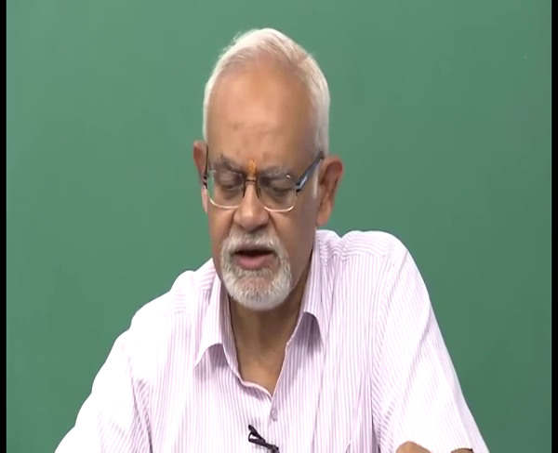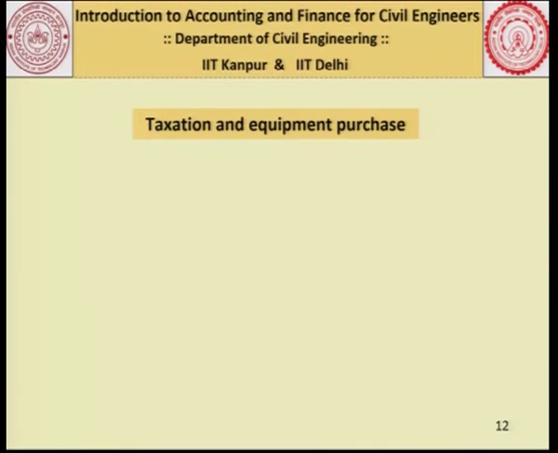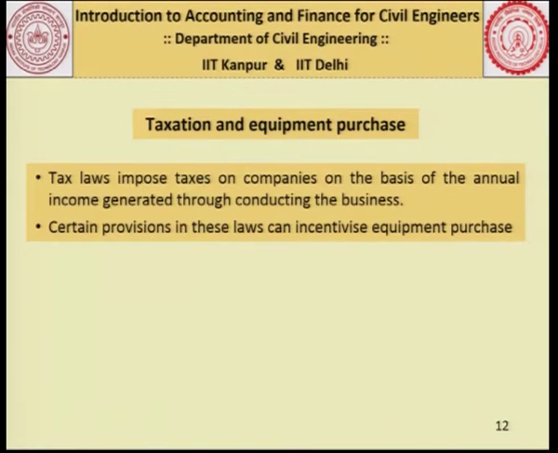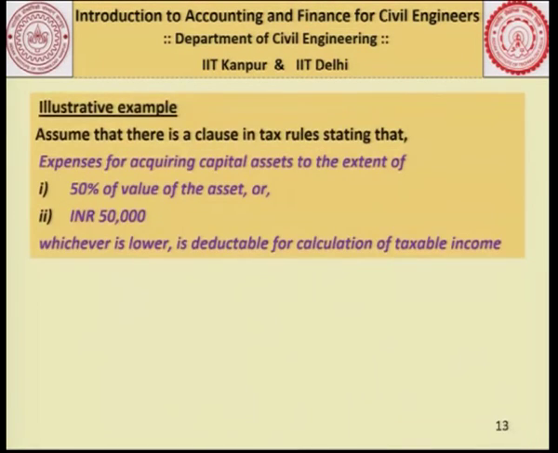Let us consider how taxation and equipment purchase could be related. Tax laws impose taxes on companies on the basis of the annual income generated through conducting the business, and certain provisions in these laws can incentivize equipment purchase. How does it work? Let us take an illustrative example which is given here.